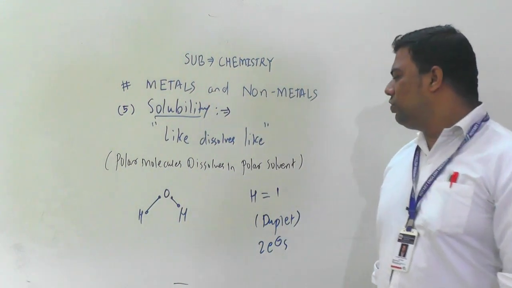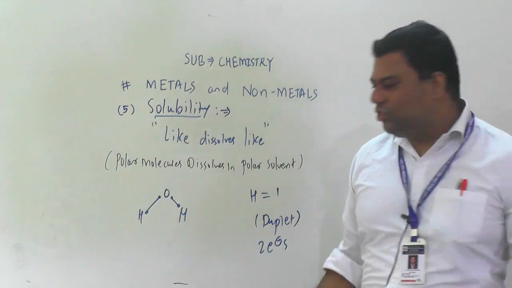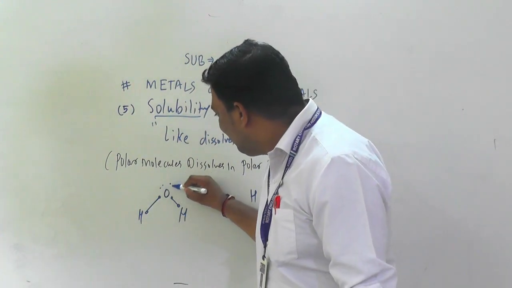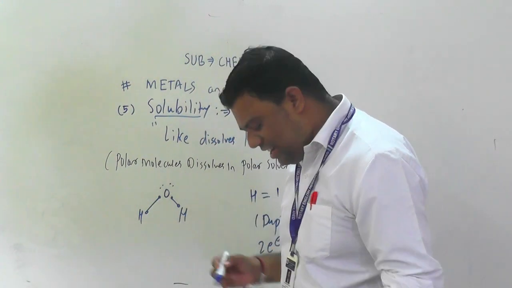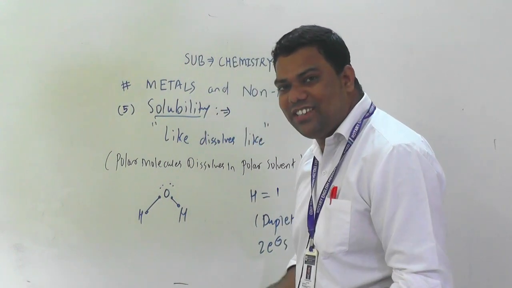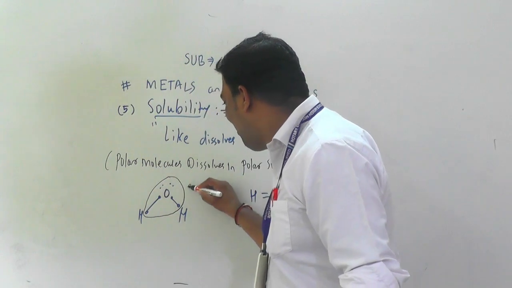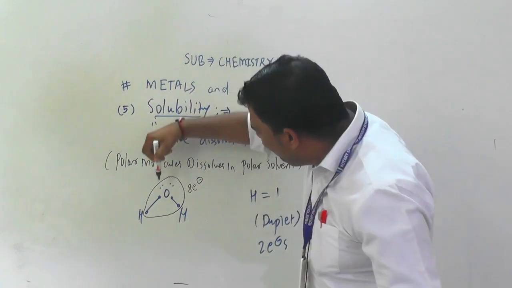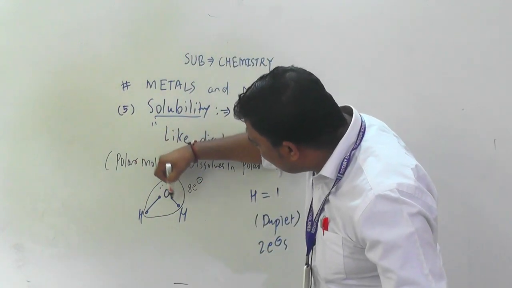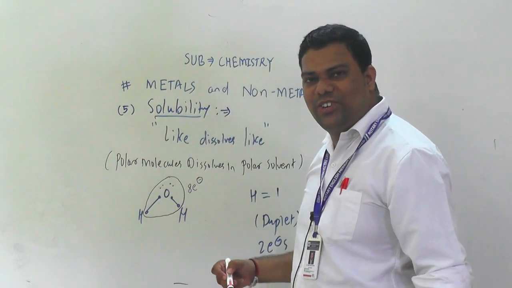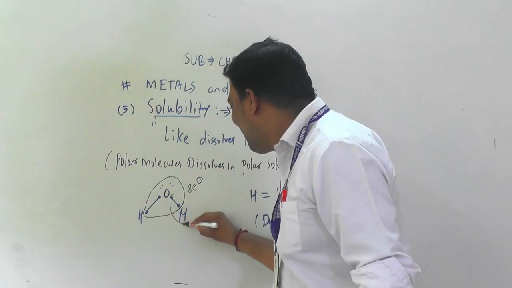And your oxygen, like this, has completed its 8-electron octet because its atomic number is higher. So 1 2 3 4 5 6 7 8, understood? And hydrogen?